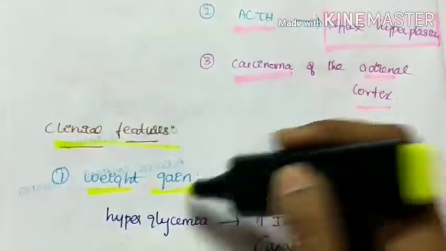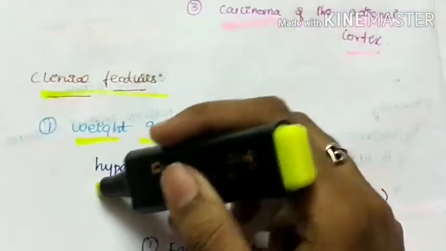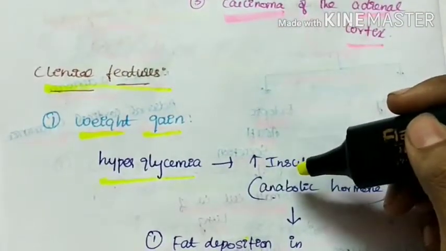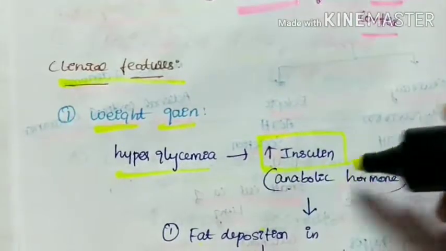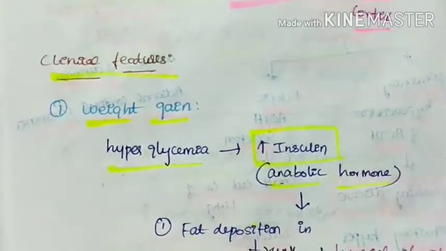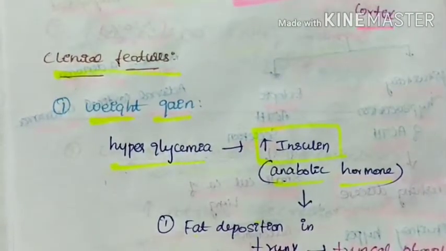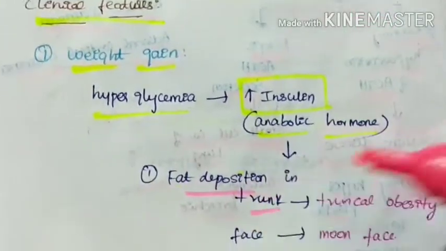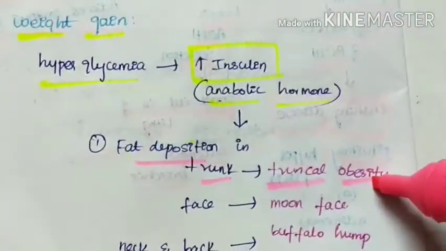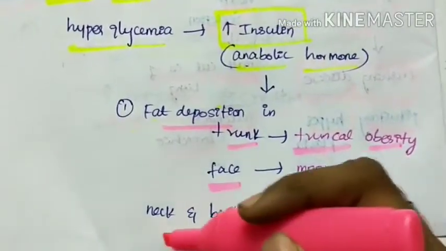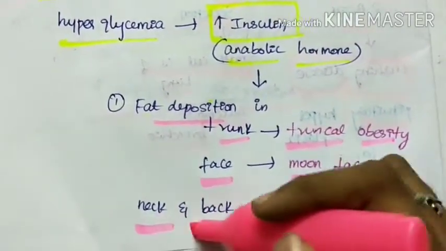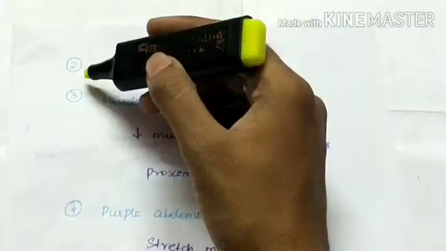Clinical features of Cushing syndrome. There is weight gain. This is because the hyperglycemia due to increased cortisol secretion increases the level of insulin, which is an anabolic hormone. So this causes fat deposition in the trunk, causing truncal obesity, fat deposition in the face leading to moon face, and the fat deposition in the neck and the back leading to buffalo hump.